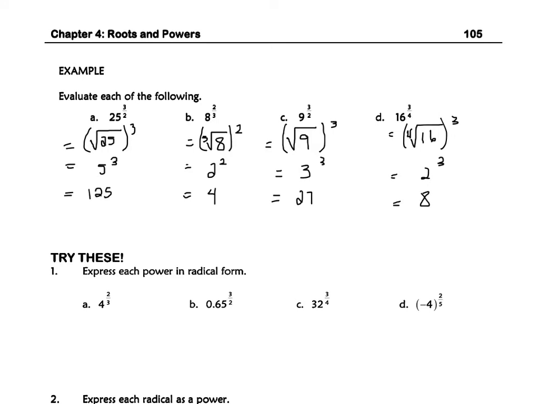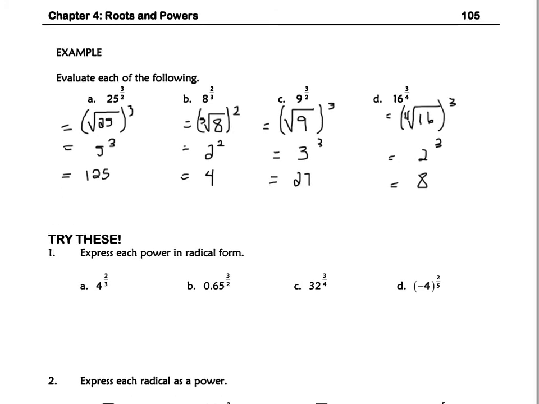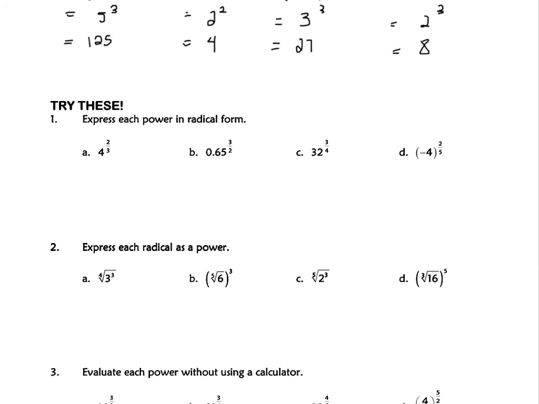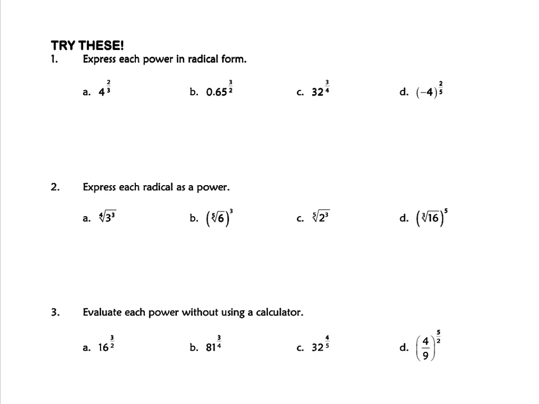And again, we could have done it the other way, but it's a lot easier to root it first to make it smaller. For example, c there, if I were to do the top part first and cube the 9, I wouldn't be able to cube the 9 in my head as easily as I could square root the 9 first.